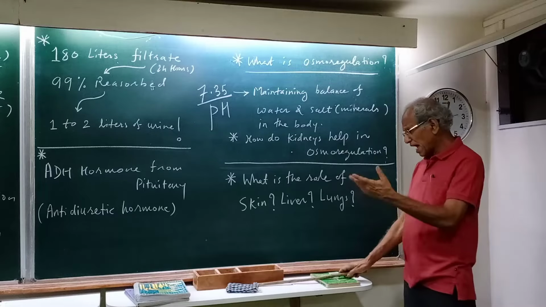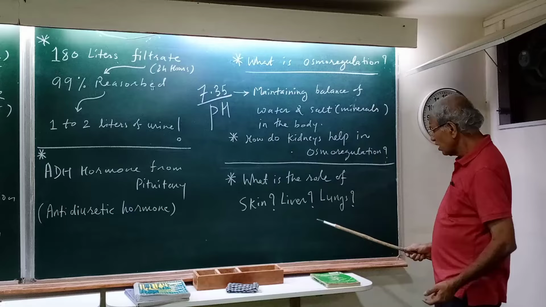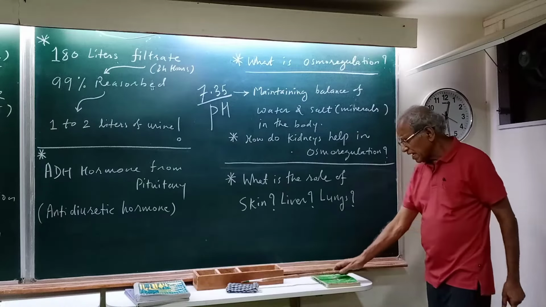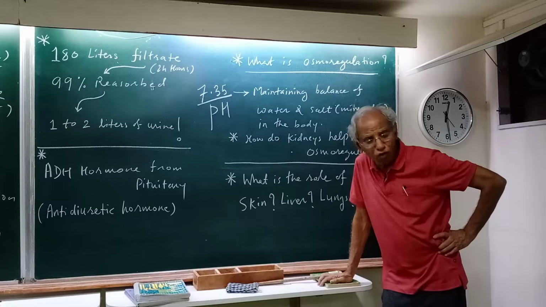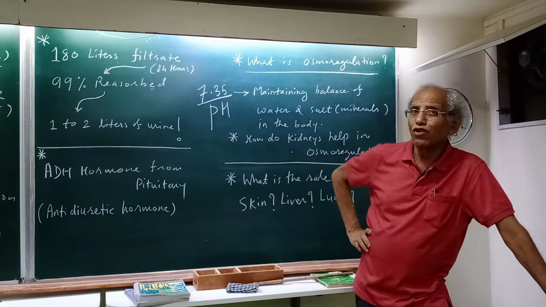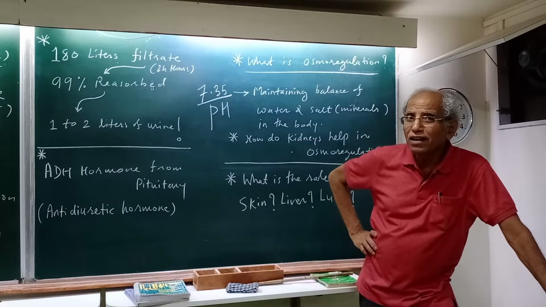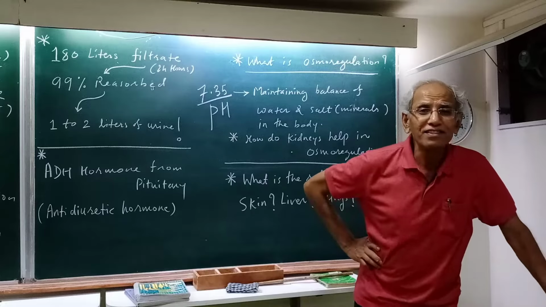I think we will have some of the slides there. You can see something about skin. About liver, I will simply say liver is an important organ of excretion. In what way liver takes part in excretion, can you imagine? Some of you are right. Liver produces bile, and bile has bile pigments.